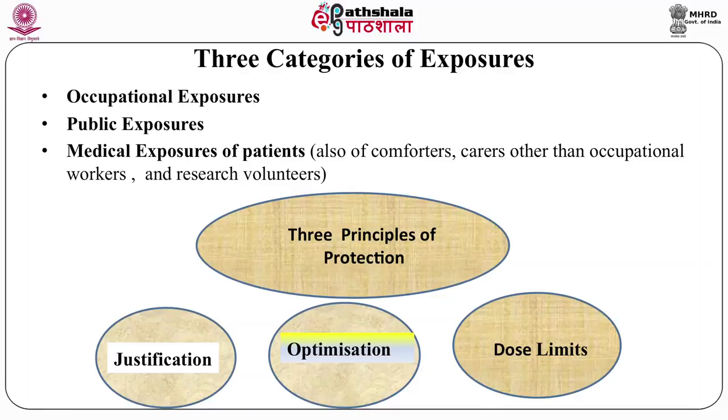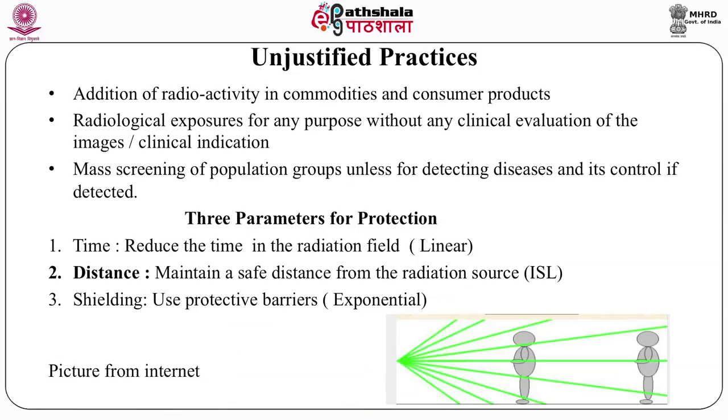Similarly, there are three principles of radiation protection. One is justification, second is optimization, and third is limiting the dose, that is called dose limits. Just as I mentioned, justification. So for that, I have to say what are unjustified practices. That means whenever a radiation activity is to be carried out, there has to be a justification for it. For example, addition of radioactivity in commodities and consumer products is not a justified activity. Radiological exposures for any purpose without any clinical evaluation of the images or clinical indication is not a justified practice. Mass screening of population groups, unless for detecting diseases and their control if detected, if that does not happen, then again it's not a justified practice.